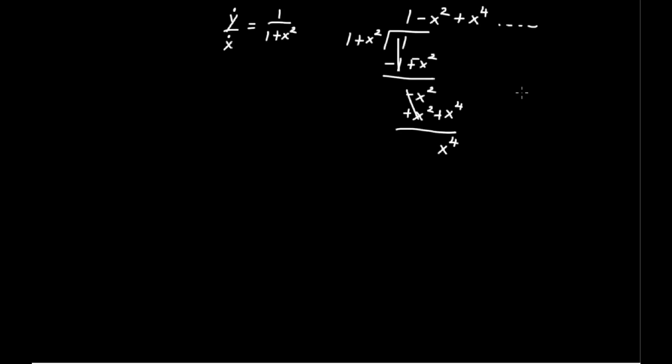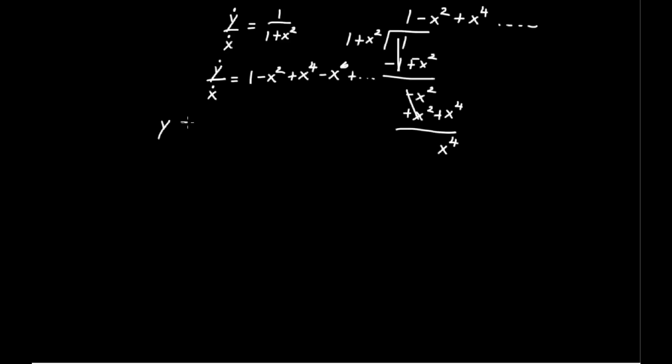And hopefully you can see the pattern at this point. We again have an alternating series, and we ascend in powers of x, in increments of 2. So I'm going to rewrite this fluxional equation, or this differential equation, as y dot over x dot is equal to 1 minus x squared plus x to the fourth minus x to the sixth, and so on. Hopefully you can see that pattern there.